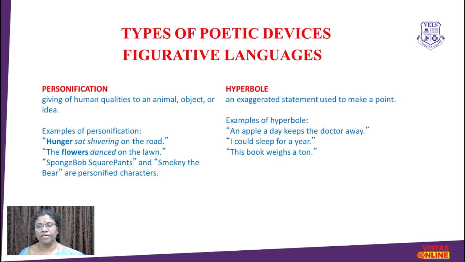I could sleep for a year. Who could sleep for a year? Even Bhima doesn't sleep for a year. He sleeps only 6 months a year. So which means to say the person is sleep deprived and he wants to sleep more and more. Alright. Same with the next statement: This book weighs a ton. A book doesn't weigh a ton. Perhaps he talks about the content of the book, which means to say it's very heavy or complex to understand. So that's the meaning. It's actually called overstatement.